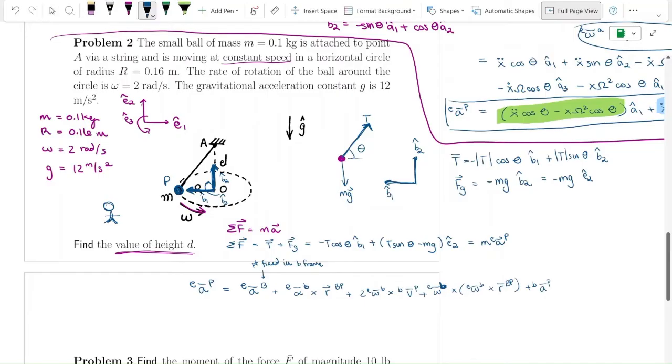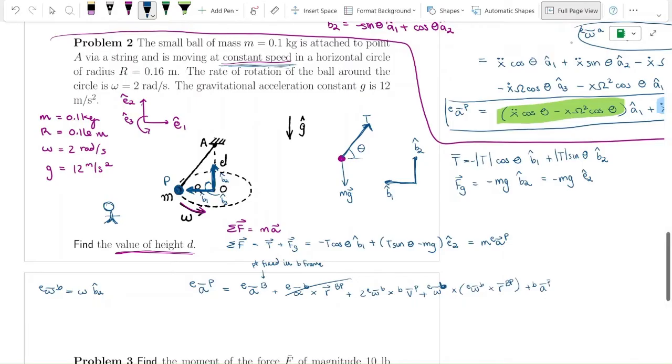So the angular velocity of B with respect to the E frame is equal to, we curl our fingers in the direction of the rotation of the B frame, which is in this direction, and our thumb points in the direction of the angular velocity. So my thumb right now is then pointing in the B2 hat direction. So this is equal to omega B2 hat. And that's going to be a constant, right? Because omega is a constant. So this means that the angular acceleration is equal to 0.